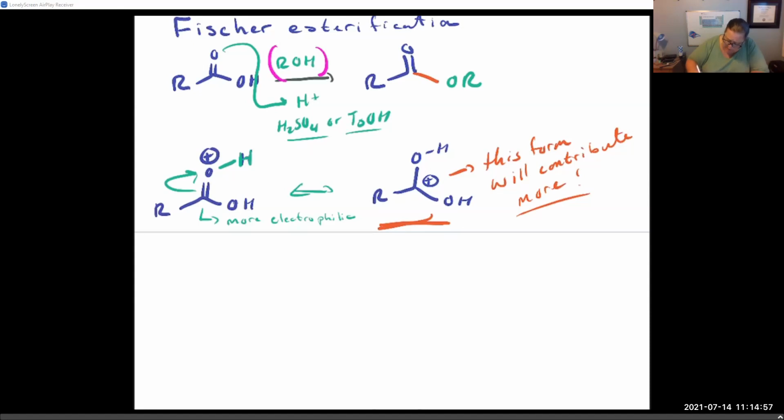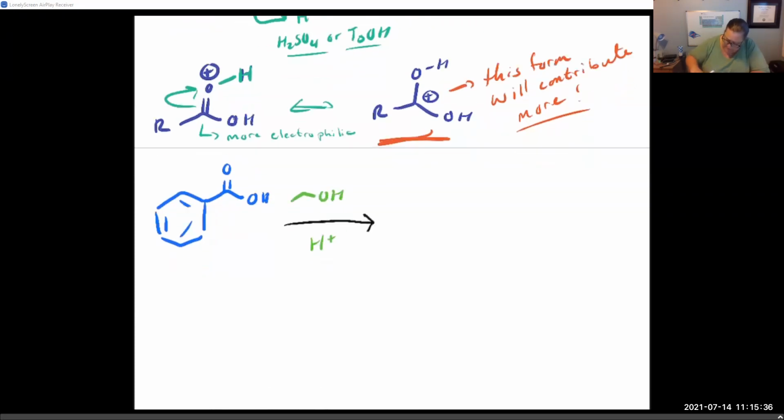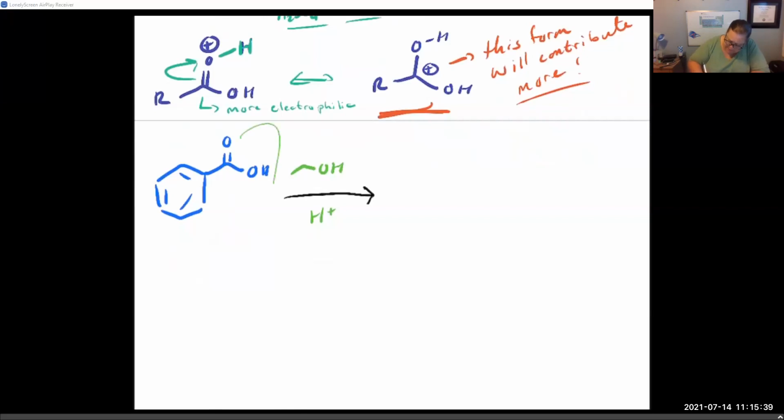So let's go ahead and look at a real reaction. I'm going to take benzoic acid. How many of you guys are actually in my lab, the Organic 2 lab? Do I have anyone that's in the lab? Okay, so yeah, we did this, right? It was an unknown. So we're going to do this in the presence of ethanol and acid catalyzed.